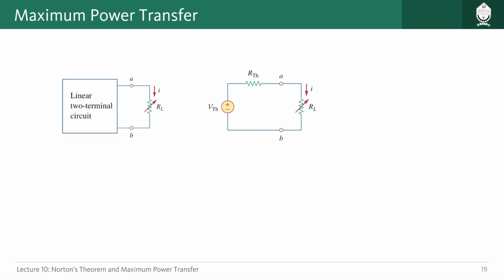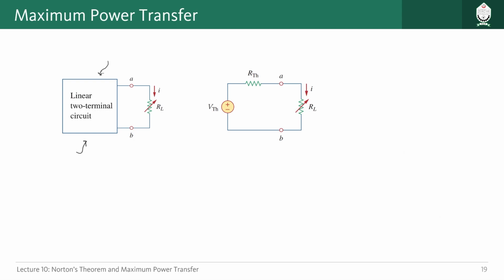Now we are going to learn another concept, which is maximum power transfer. For this particular concept, what we want to do is we want to get the maximum power for our load. Let us look at this example here. For this circuit, again we have this linear two terminal circuit here.